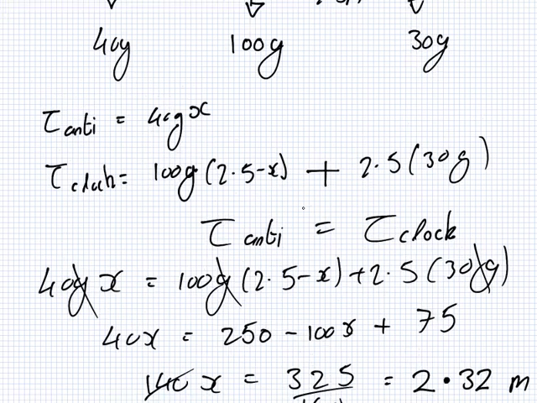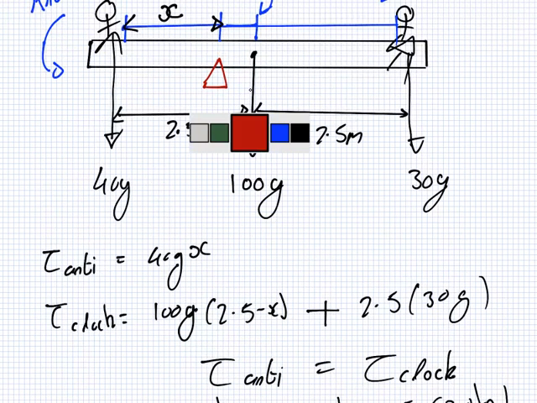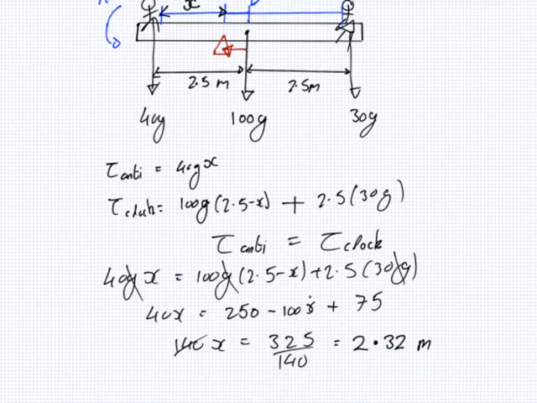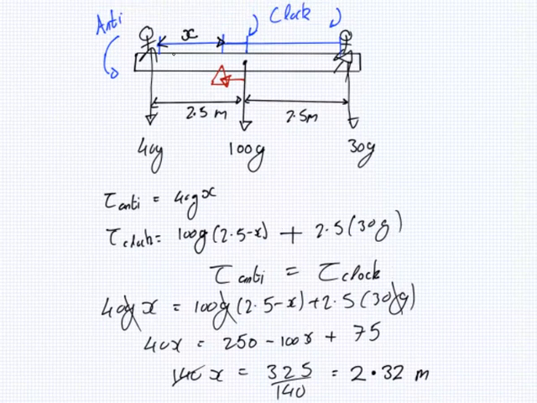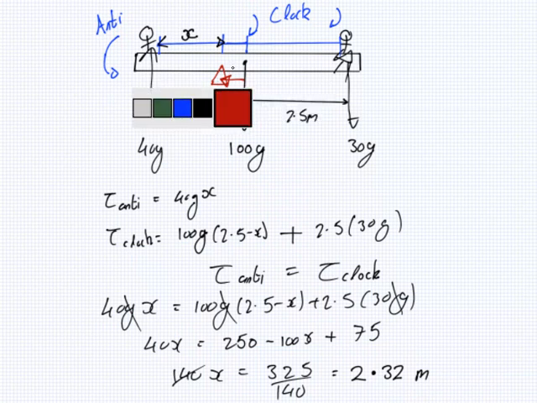So that means the father had to move it a little bit to the left. How much did he have to move it to the left? Well, if x is 2.32, then this distance is 18 centimeters. Yeah, so the father had to move it 18 centimeters towards the boy to balance it.